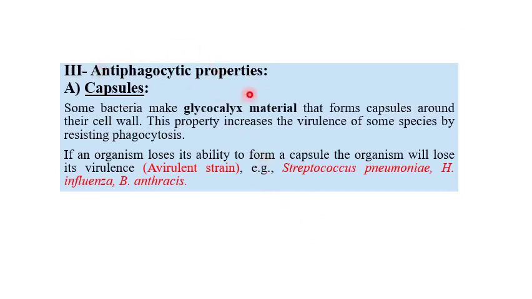Afterwards, antiphagocytic properties. يبقى الorganism entered, then adhered to certain receptors or by any way, and then it begins to protect itself from the immune system. ونمبر 1 من الimmune system اللي هي non-specific immune system الفاجوسايتوزس. ففي بقى properties للبكتيريا انها تبقى عندها antiphagocytic properties. زي ايه؟ انها تكون a capsule around its cell wall. Some bacteria make a glycocalyx material that forms capsules around their cell wall. This property increases the virulence of some species by resisting phagocytosis.